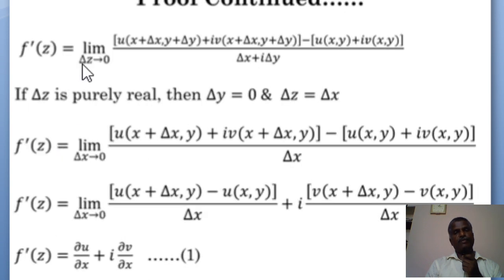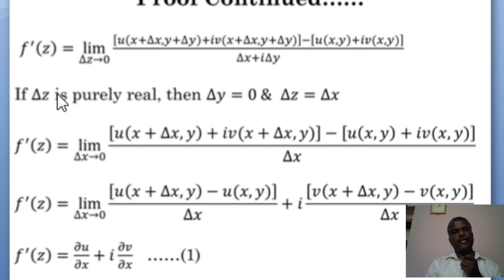f dash of z becomes the limit as delta z tends to 0 of u of x plus delta x, y plus delta y plus i into v of x plus delta x, y plus delta y minus u of x, y plus i into v of x, y, divided by delta x plus i delta y. So here we consider two cases.